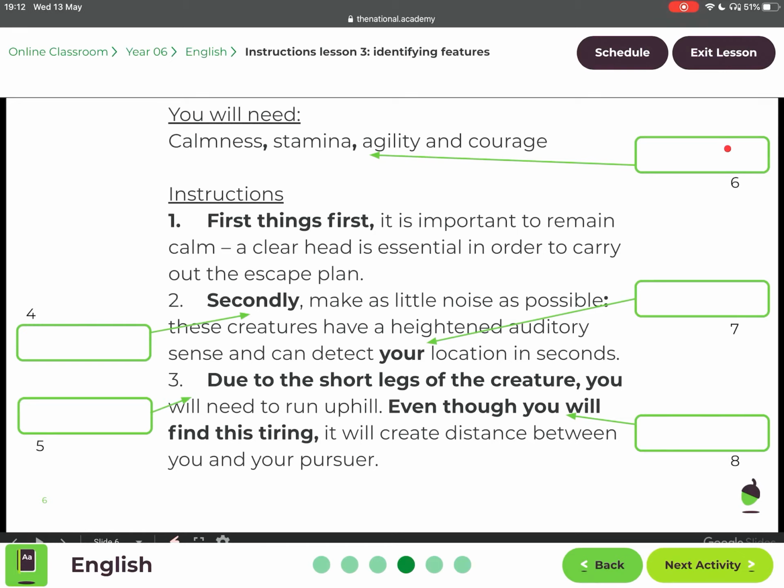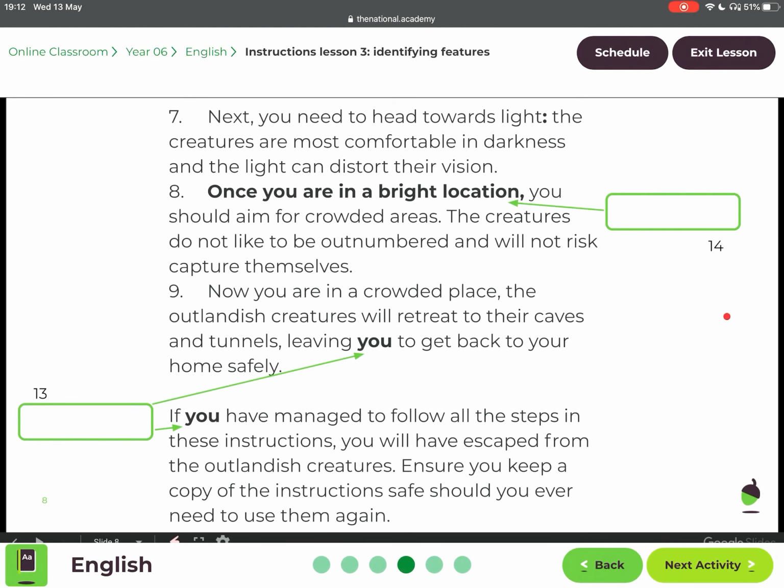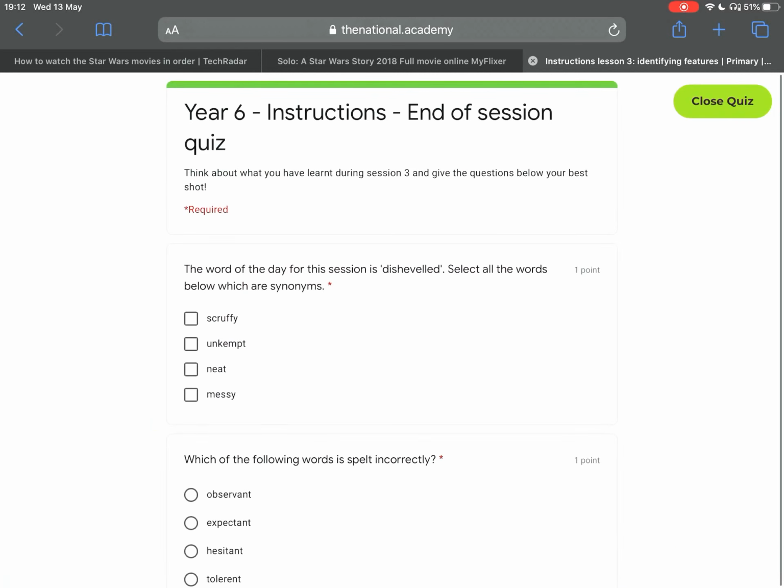Number 7 is second person. Number 8 is another subordinate opener. Number 9 is present tense. Number 10 is a hyphen. Number 11 is second person. 12 is brackets. 13 is second person, and 14 is fronted adverbial. After that, you would need to go and mark it. After you would have marked it, you have your exit quiz here.